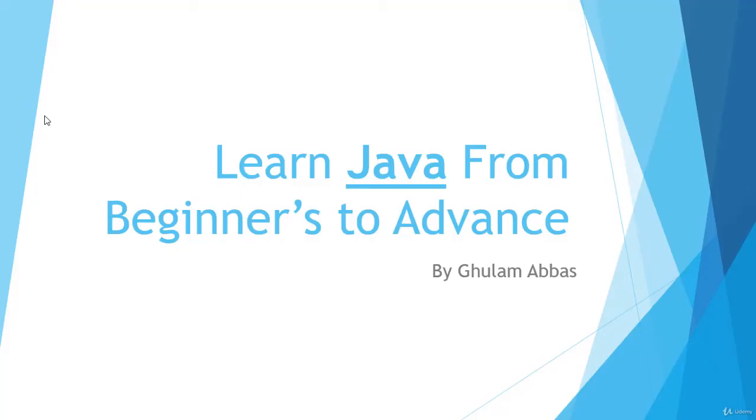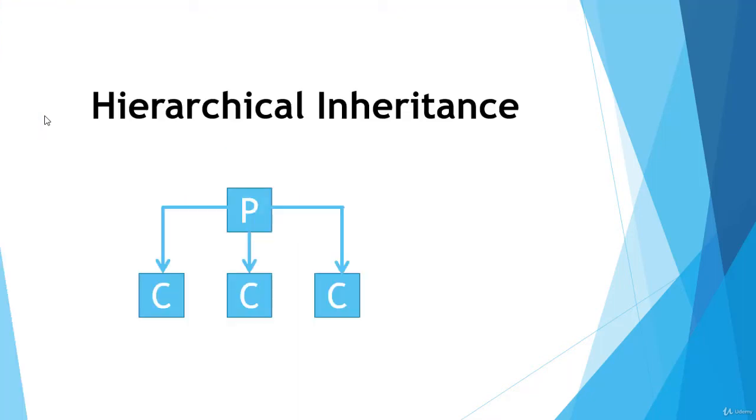Hello and welcome back to this course. Today in this video, we are going to discuss the hierarchical inheritance. So you can see the figure of the hierarchical inheritance on your screen. We have one parent class and there are three child classes that are extending the parent class. So this is the hierarchical inheritance. So let's create our example program for hierarchical inheritance to understand its concept.